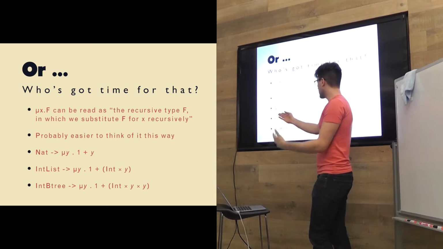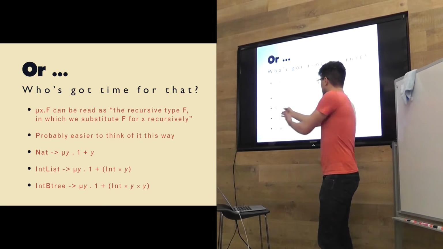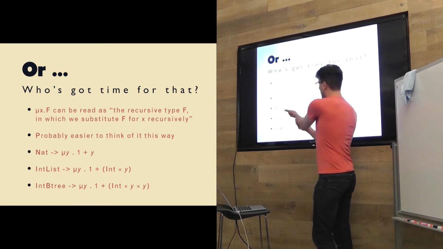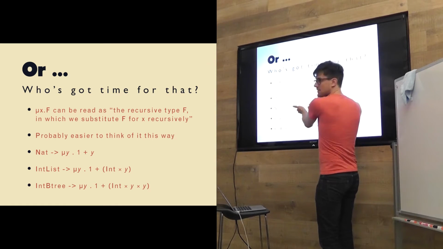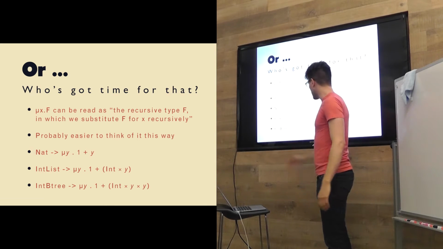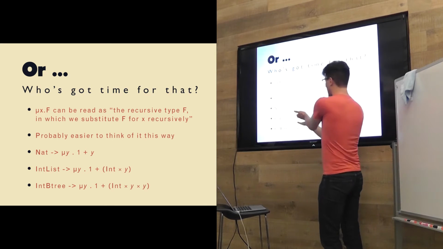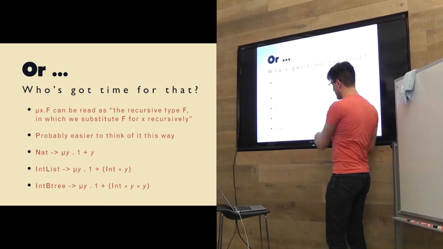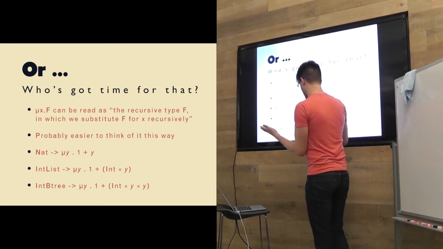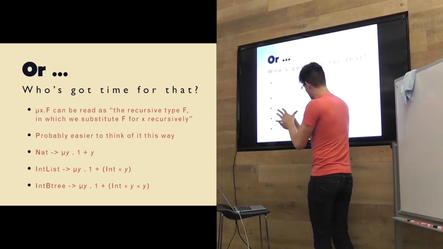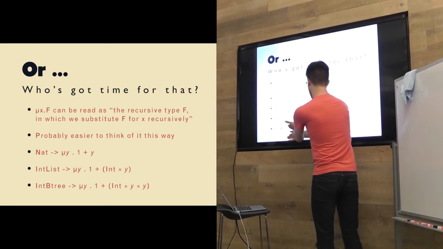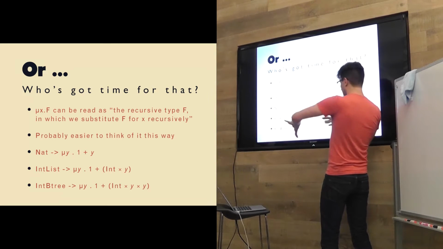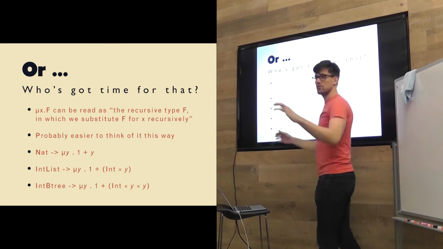So again, nat could be represented like this. Either you have the 0 type or a successor of something type. A list of integers can be represented by either you have the empty list or you have an integer and then another list. An integer B tree, which is a wonderful combination of type that I made, is either an empty B tree, or rather a leaf node, or an integer and 2 B trees.